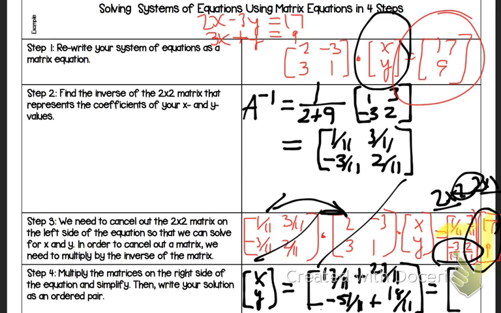And then if you simplify all that, 17 plus 27 is 44. 44 divided by 11 is 4. Negative 51 plus 18 is negative 33. Divided by 11 is negative 3. Negative 3, right? Yeah. Okay, so this tells us that x should be 4 and y should be negative 3. So your solution would be 4, negative 3. And that's how you can use inverse matrices to solve systems of equations.